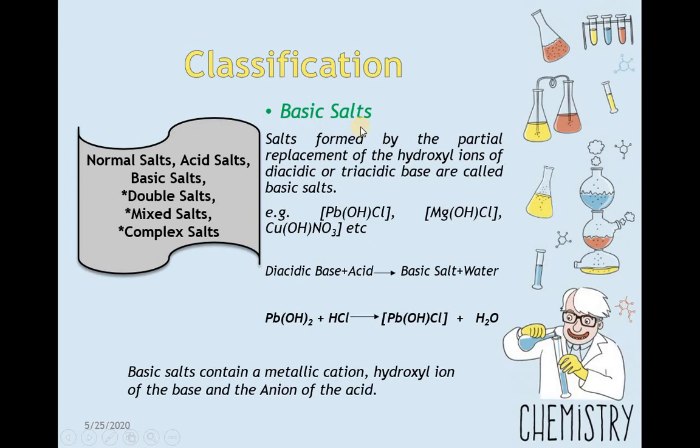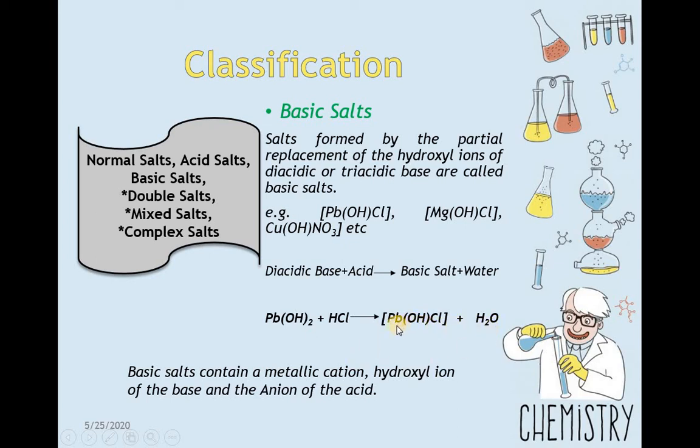Now come to the basic salts. Basic salts are formed by the partial replacement of the hydroxyl ions of a diacidic or triacidic base. Examples are lead hydroxyl chloride, magnesium hydroxyl chloride, copper hydroxyl nitrate, or you can say basic lead chloride, basic magnesium chloride, basic copper nitrate. So how do you produce them? The example is given. Diacidic base means it has two hydroxyl groups. The acidity of the base, lead hydroxide, is 2. Plus acid, you get Pb(OH)Cl, that is basic lead chloride, and water.